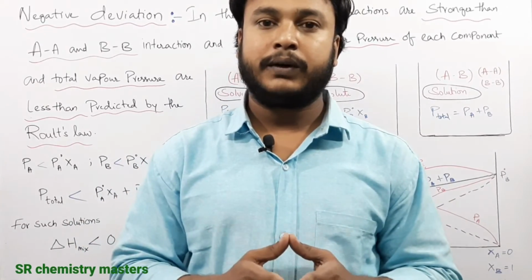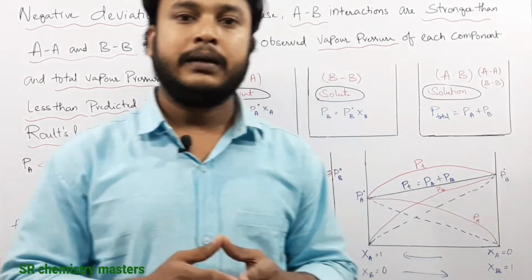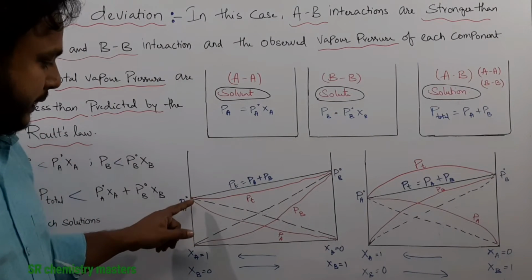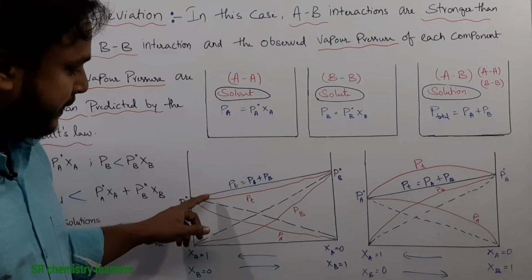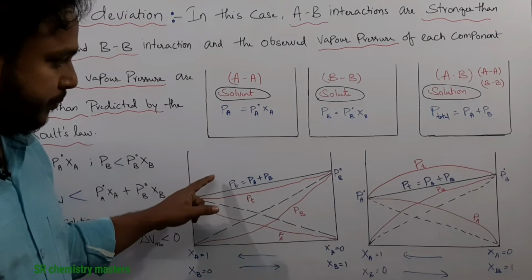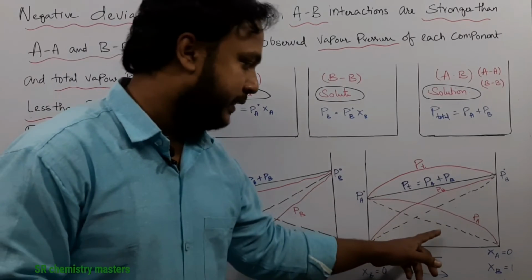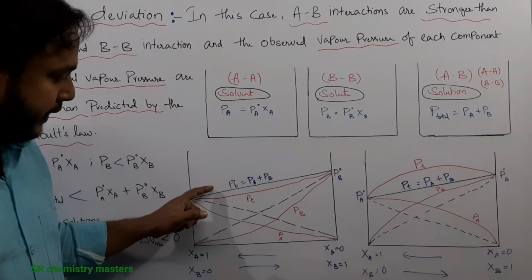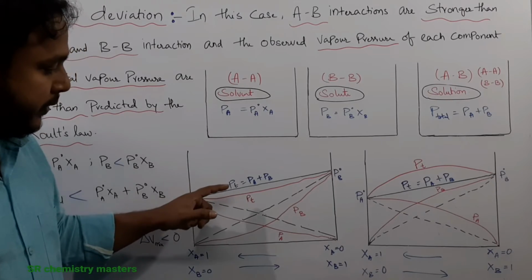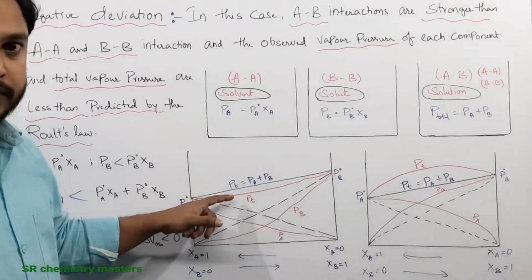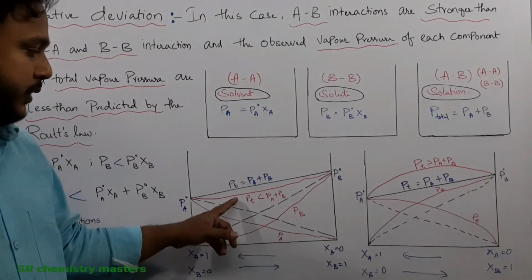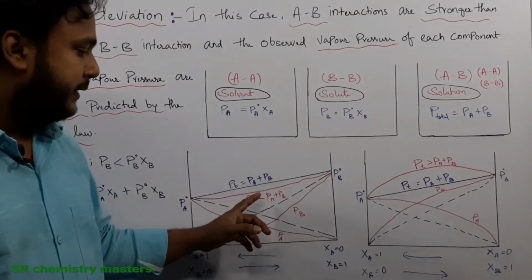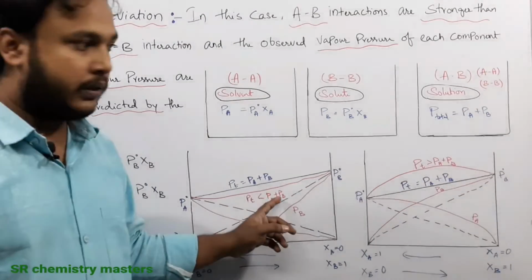When it comes to the graph of non-ideal solutions exhibiting negative deviation, we are going to get a graph like this, in which the values are lesser than the ideal values. If you see here, this is the positive deviation and this is the negative deviation. For negative deviation, the lines in the graph are below the values of the ideal solution. This is the total pressure of a non-ideal solution exhibiting negative deviation, which is less than the sum of the vapor pressures of both the components.